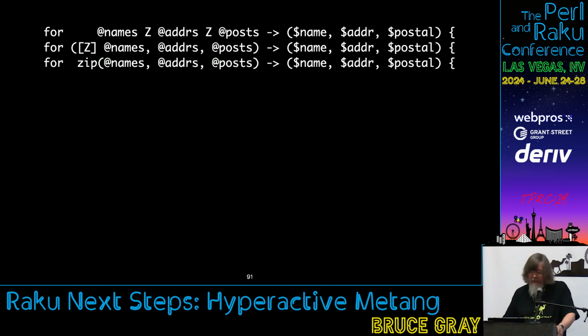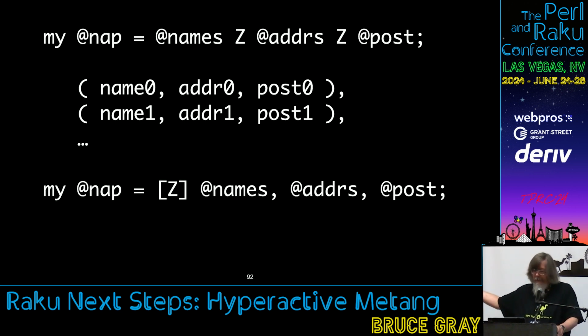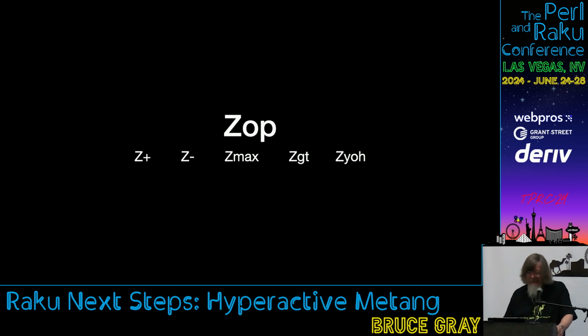And instead of going into a for loop, I could directly put it into an array of arrays called NAP for names or addresses, postals. And each one would look like this, and you can't see me pointing to them, like those. Okay, so if I put an operator after the Z, then that operator happens every pairing.